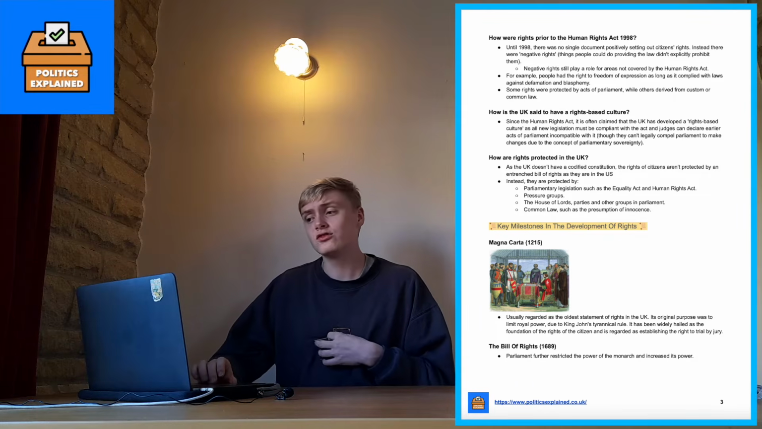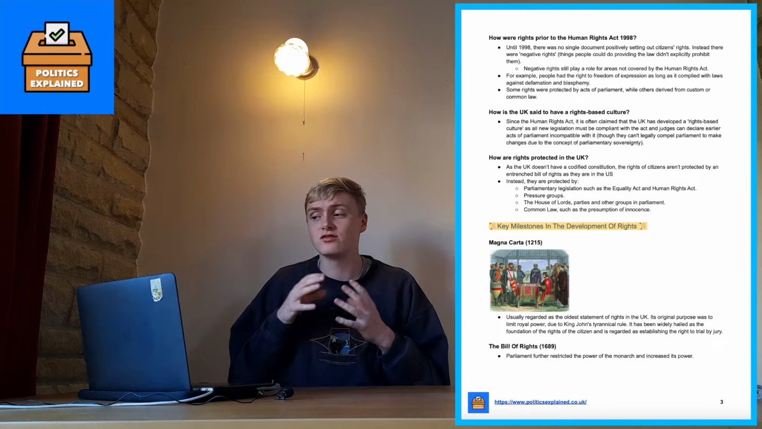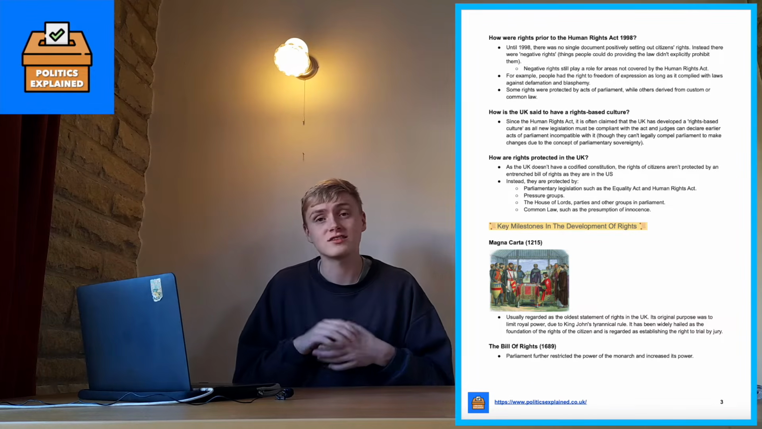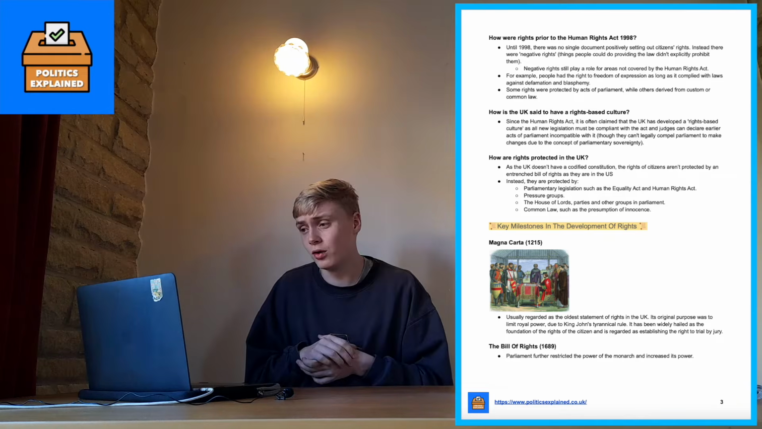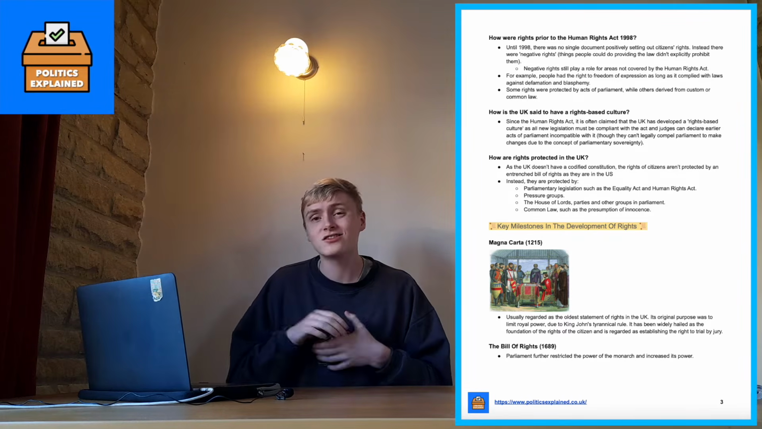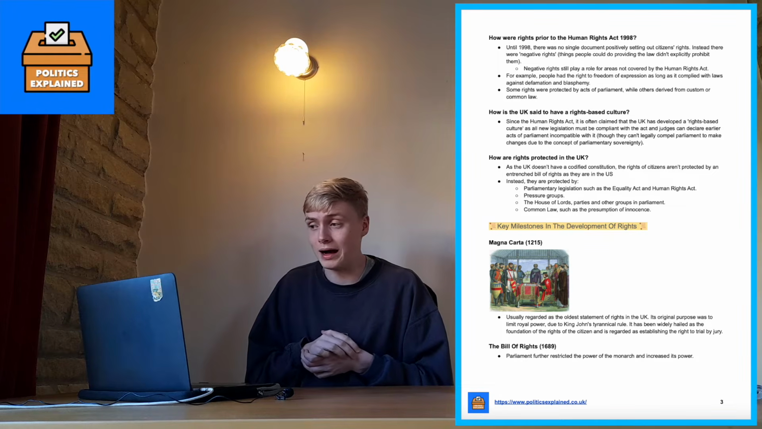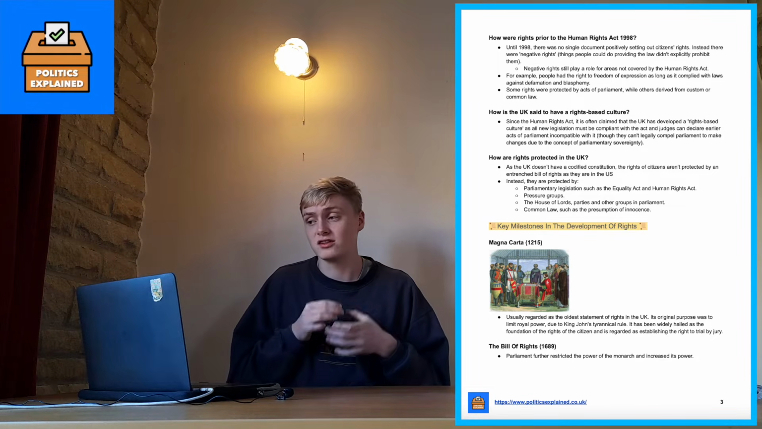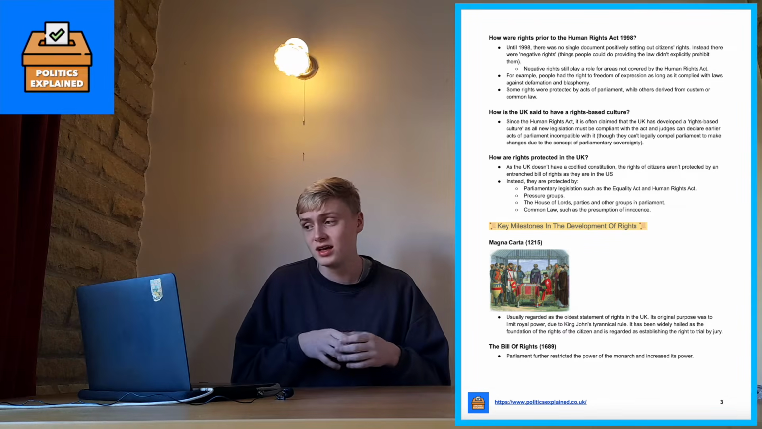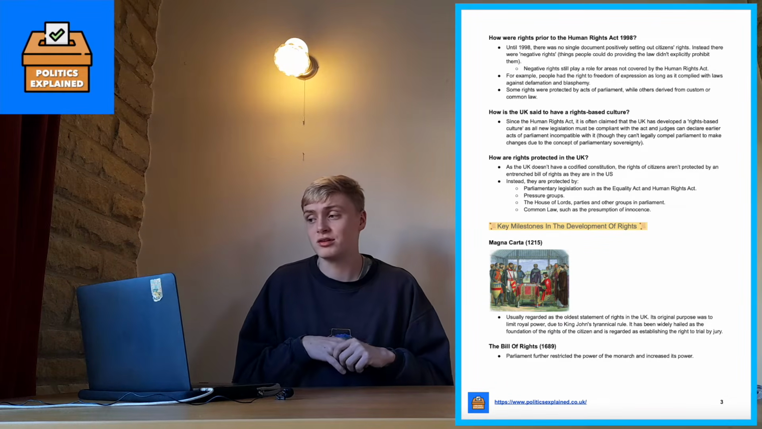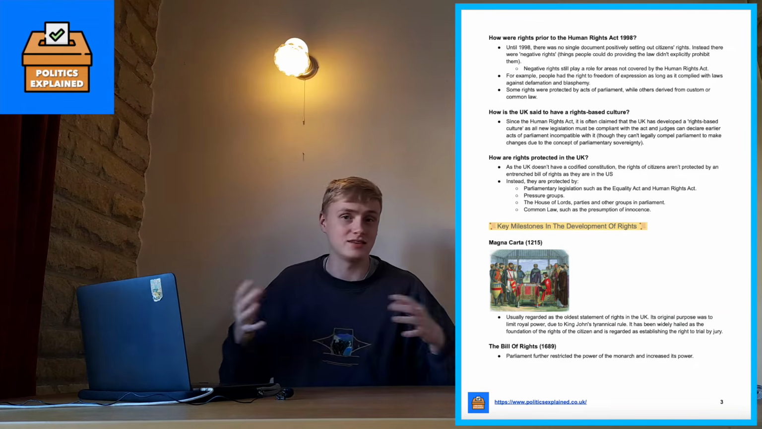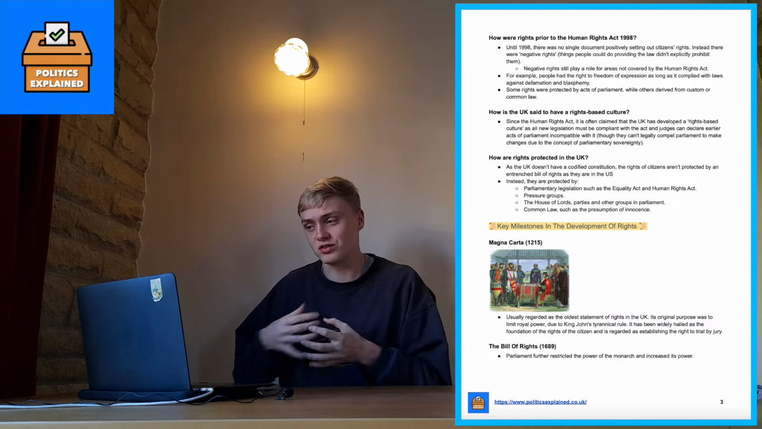So, now moving on to the key milestones in the development of rights in the UK. The first one was in 1215, and that's the Magna Carta, which you've probably heard about before. It's regarded as the oldest statement of rights in the UK, and its original purpose was to limit royal power due to King John being tyrannical. And it's widely hailed as the foundation of the rights of the citizen, and is regarded as establishing the right to trial by jury. Obviously, at this point, you really didn't have a big set of human rights, but that's the real start.